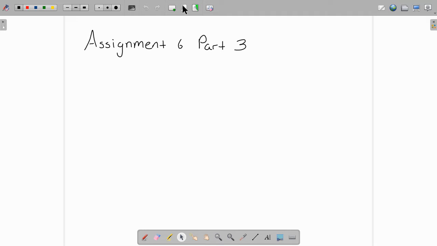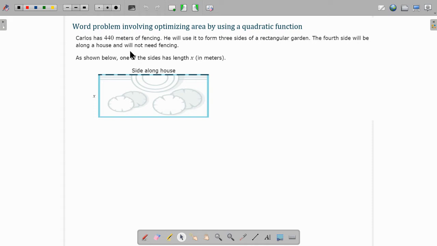Okay, assignment 6, part 3. Our first topic is a word problem involving optimizing area by using a quadratic function. So we're still going to use x equals negative b over 2a and plug back in, but writing the equations is a little more work.